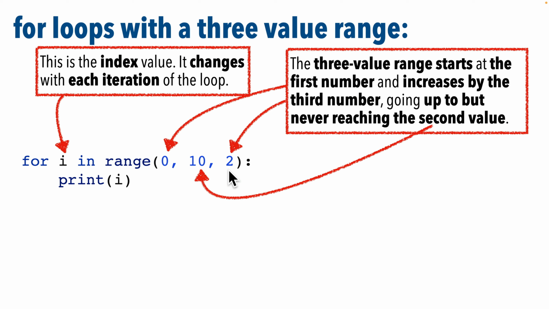That's our increment value, so look at the output. We start at 0, 2, 4, 6, 8. 10 is our stop value. We go up to that, but we never reach it, so we stop at 8.